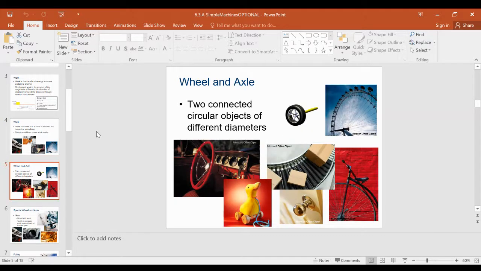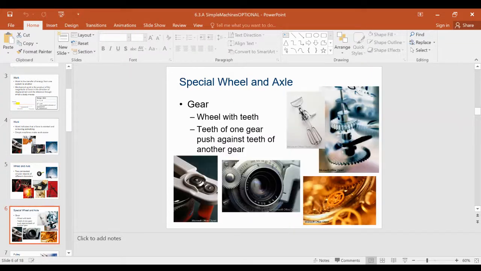So the first type we're going to talk about is a wheel and axle. That is two connected circular objects of different diameters. Doesn't matter if it looks like an actual wheel and axle. Okay, a pretty popular one I like to point out that people don't think about is a doorknob, right? A large circular object attached to a small circular object. Steering wheel and axle, an actual wheel and axle, all of these. If it is two connected objects of different diameters that are circular, it is a wheel and axle.